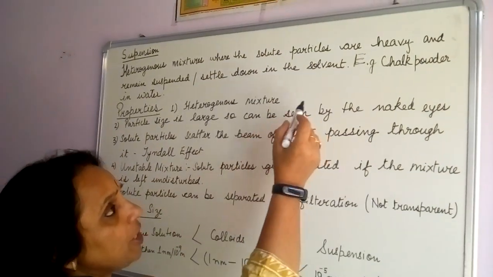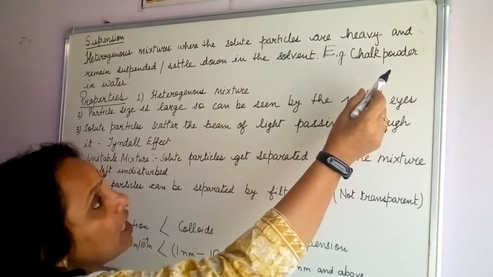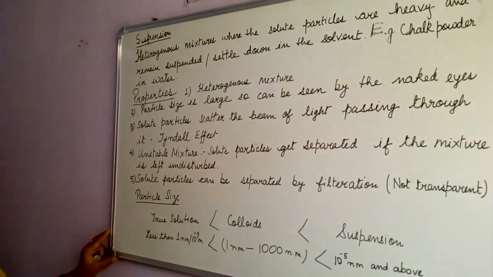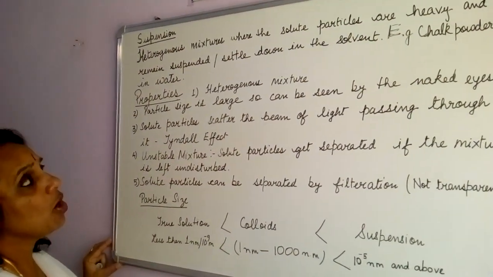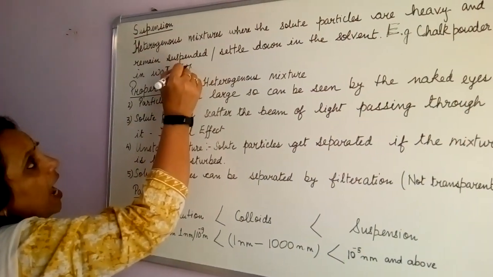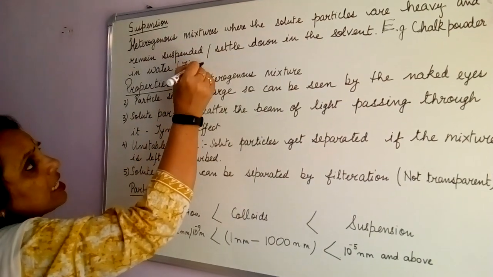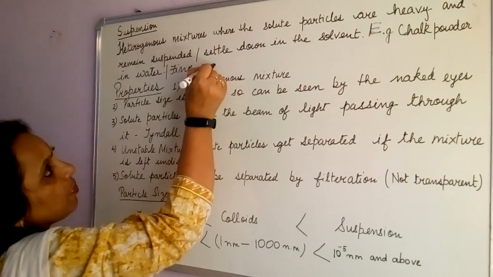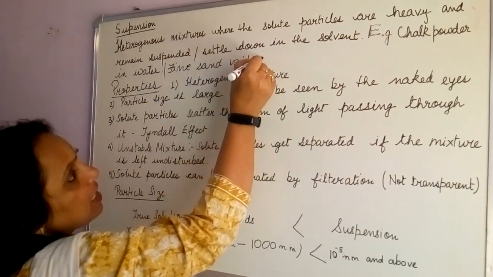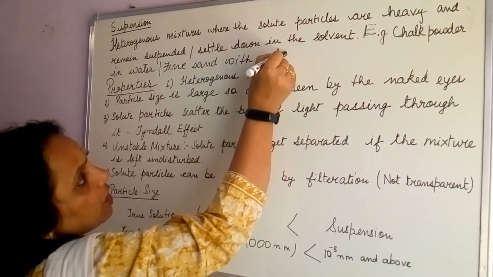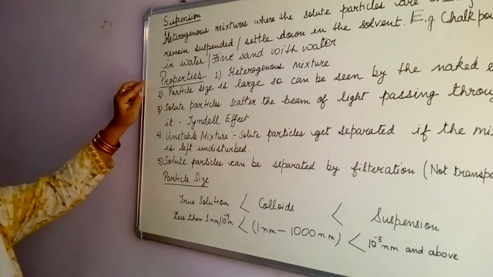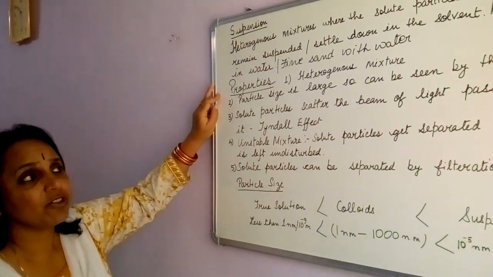Where can we see suspension? Suspension can be seen when chalk powder is mixed with water. Example of suspension, chalk powder mixed with water. Or we can also write fine sand particles with water. When fine sand particles are mixed with water, that also forms a suspension. Now come, let us study about the properties of suspension.